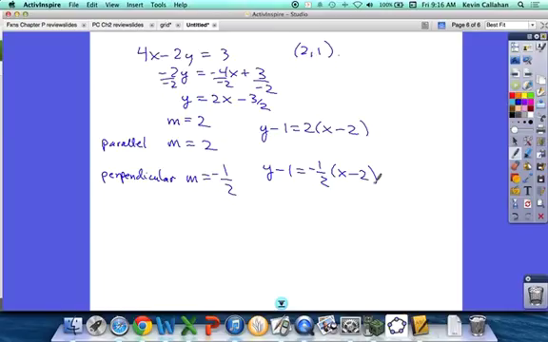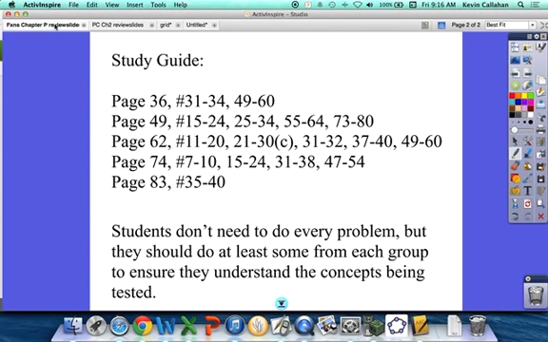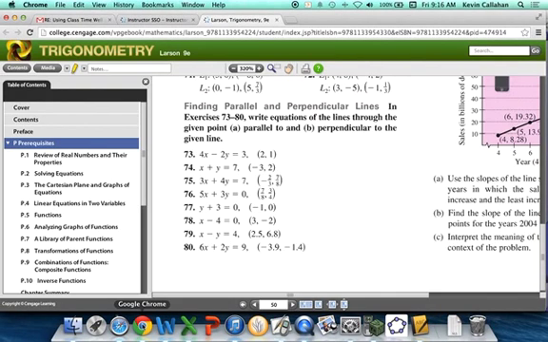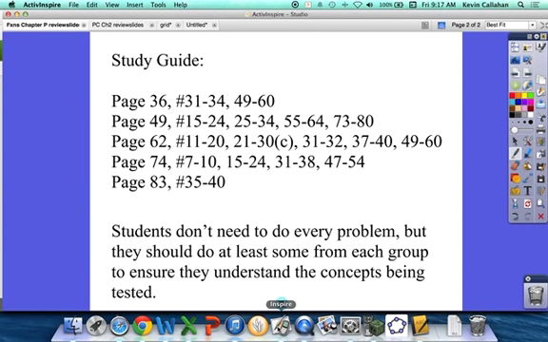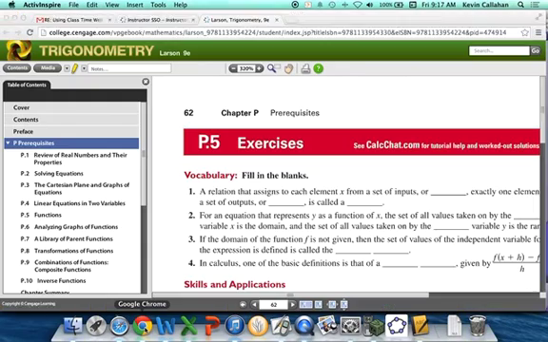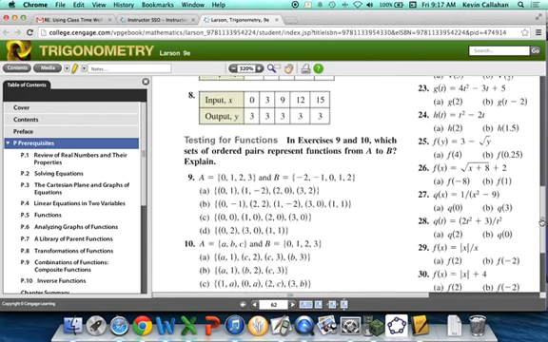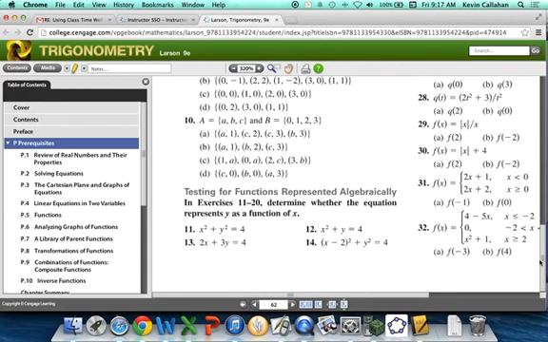Okay, next. 62. 62, we're on 50, that's way too far. So let's go to this. And we want 11 to 20. Okay, we've already done this one. We don't need to make a slide for this.